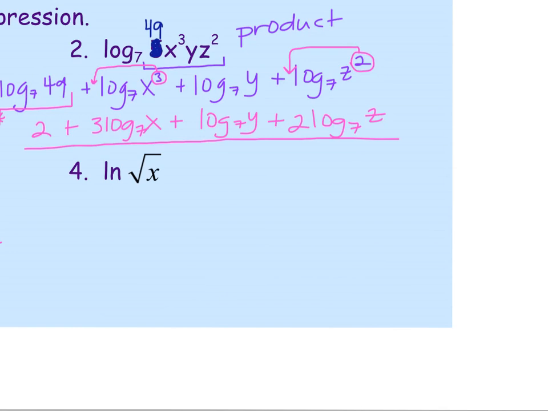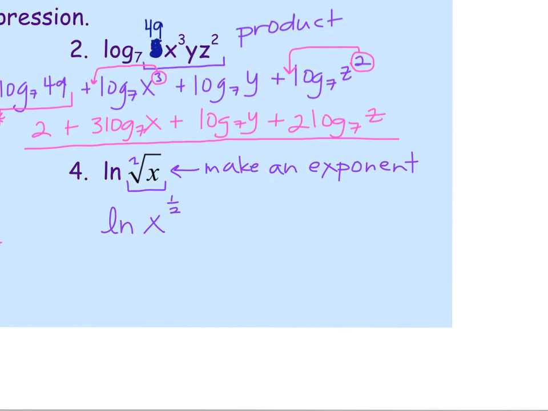All of the properties for log work for ln. What makes this one unique, though, is we've got the square root of x. So we need to make that an exponent. And we've done a lot of work with square roots. The square root of something is the same as that base to a specific power. Does anybody remember what that is? Remember, if the index is technically 2, this is like ln of x to the 1/2 power. That's the same as the square root.